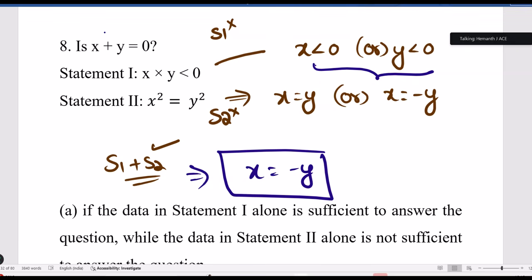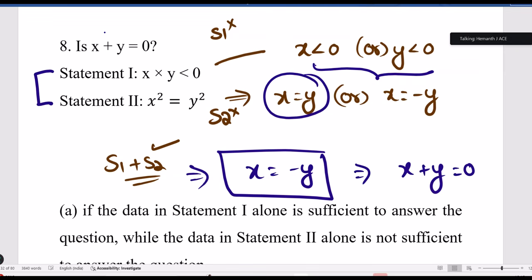So this fails. When y is negative, x is also negative. Negative into negative will give a positive number. Here it is negative only, they said. So x equal to y is not possible. When you take both pieces of information together, x equal to y is not possible. I have to take x equal to minus y, which means nothing but x plus y equal to 0. That is true, and I am only able to decide it when both statements are together.